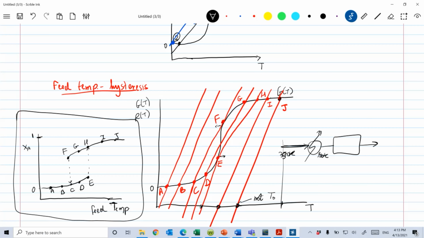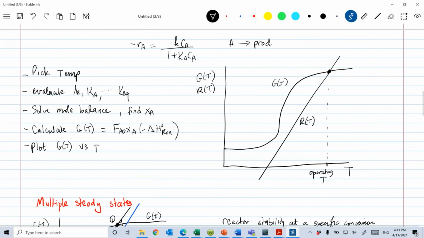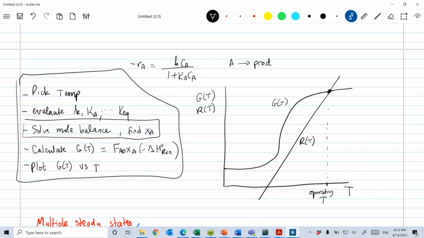So the ability to identify these only depends on the ability to graph G of T and R of T curves. And once again, the procedure to do so is right there. So this is how you do it. And keep in mind, this is where you solve your mole balance. So always remember, when we're dealing with energy balances, we're not just looking at the energy balance, we're also looking at the mole balance. So you solve your mole balance right here, and then you go into your energy balance, which is G of T and R of T's.